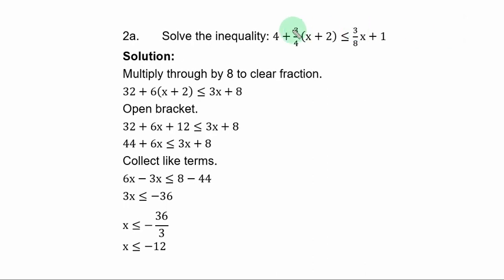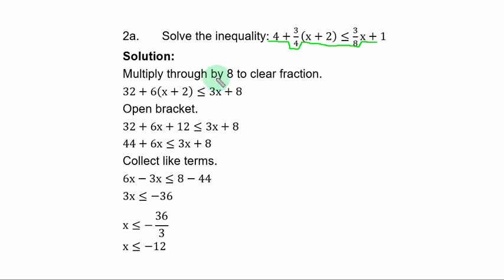Question 2a, solve the inequality 4 plus 3 over 4, bracket open, s plus 2, bracket close, less than or equal to 3 over 8 s plus 1. The best thing to do is to clear the fractions by multiplying through by the LCM of 4 and 8.